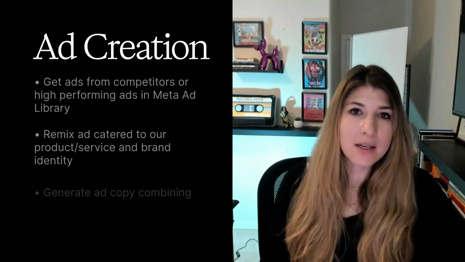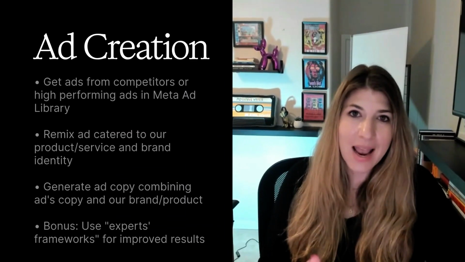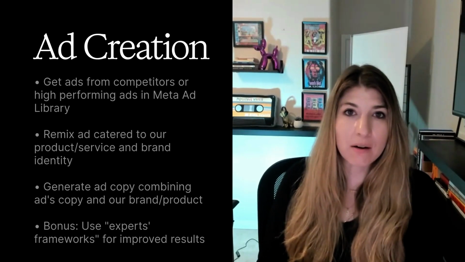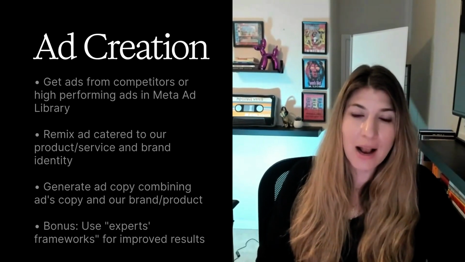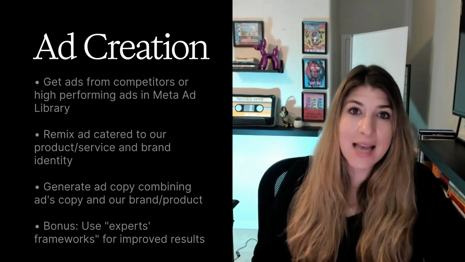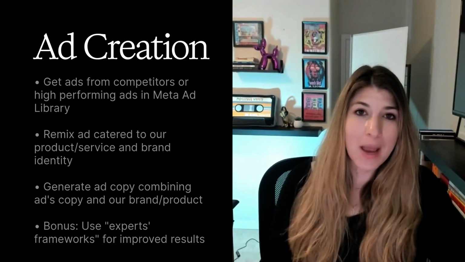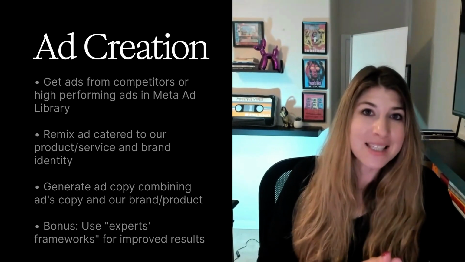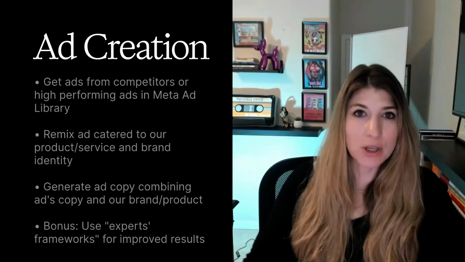So what we did, again, was go to Meta's Ad Library, identify ads we like from competitors or other companies we think are interesting that have good ads. Then we had it generate a similar ad for us as well as ad copy. And what used to take thousands of dollars to pay an ad agency to do, we can now do in seconds and basically only at the cost of a subscription.